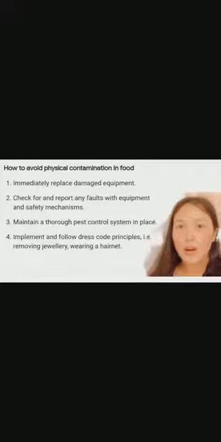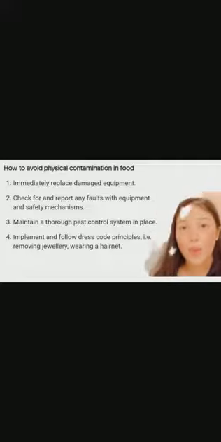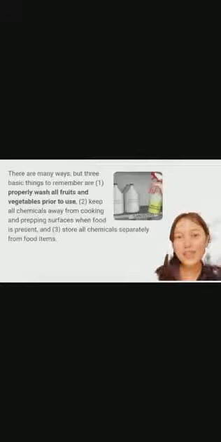If you are wearing some accessories, you must not wear them, and you must wear personal protective equipment or PPE so that you can avoid physical contamination within your workplace while doing your work. There are 3 ways to prevent chemical contamination.